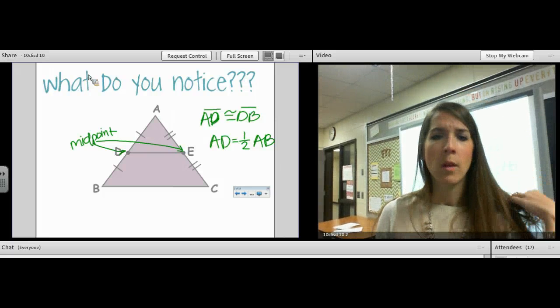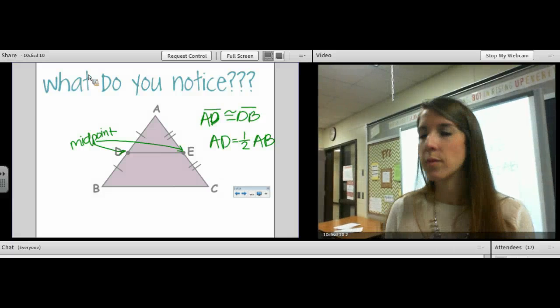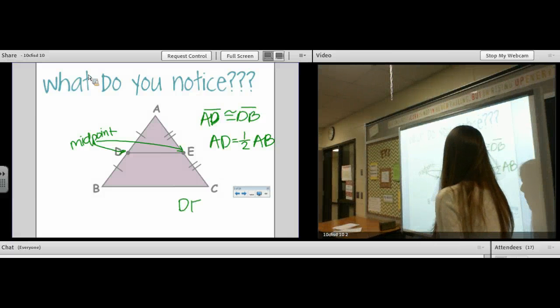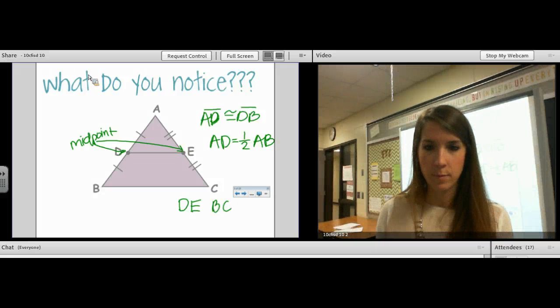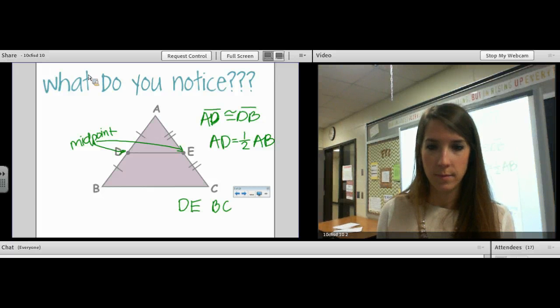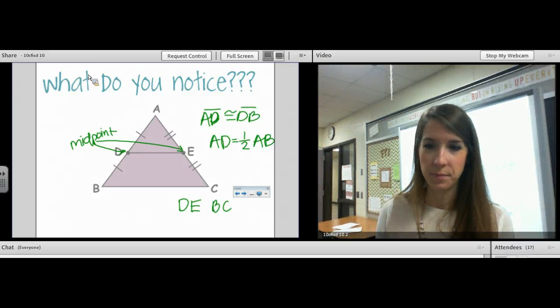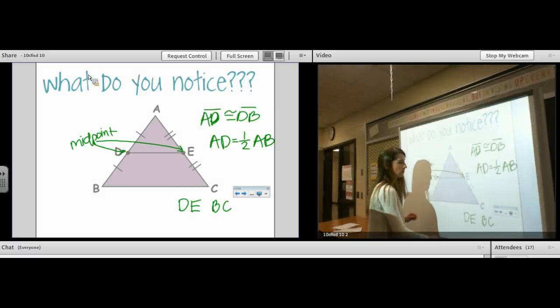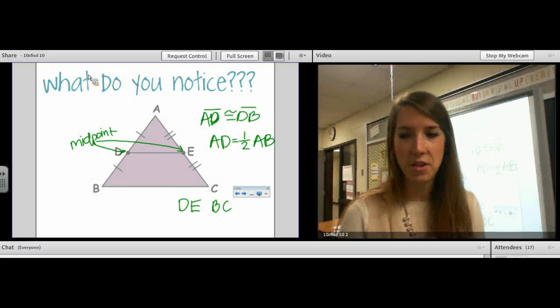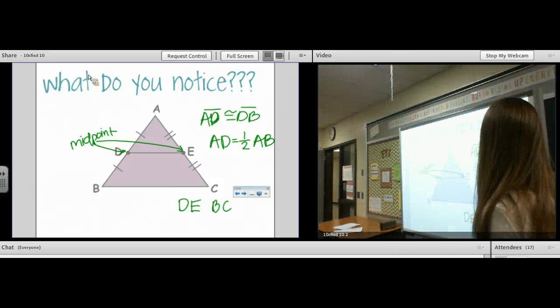How do you think DE relates to BC? Yeji says it's half. What do you think? Actually, I'm not going to prove anything yet. I'm going to let you think about it. All right, let's keep going.